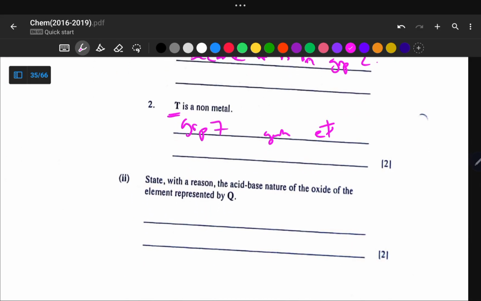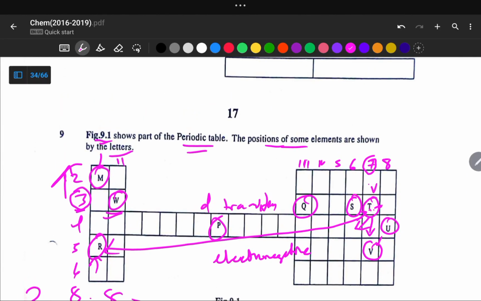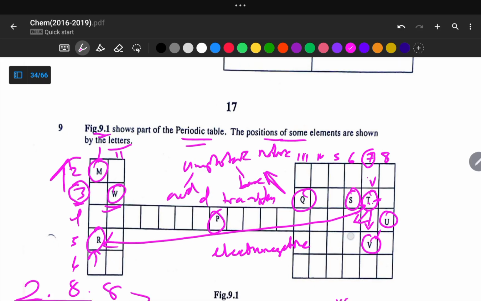And then the next part says state with a reason the acid-base nature of the oxide of the element represented by Q. Alright, where is our Q? So Q is aluminium, right? So in other words, it is an amphoteric nature. The ability to react with both acids and bases. So aluminium oxide is amphoteric in nature. It reacts with both acids and bases, right? So you must understand that.